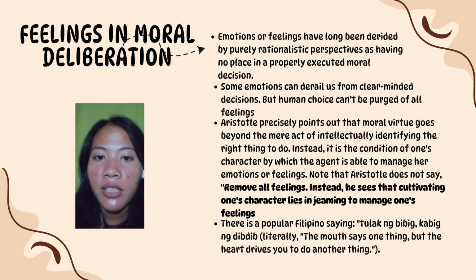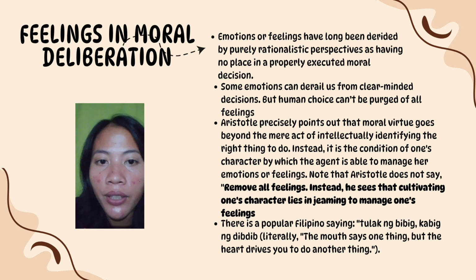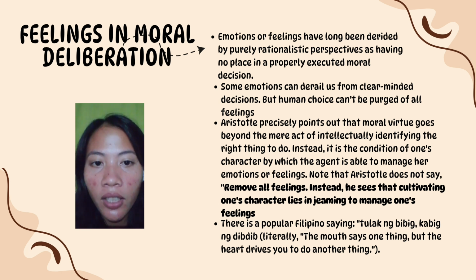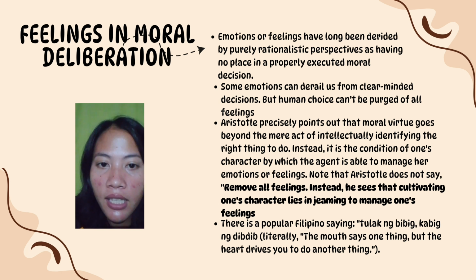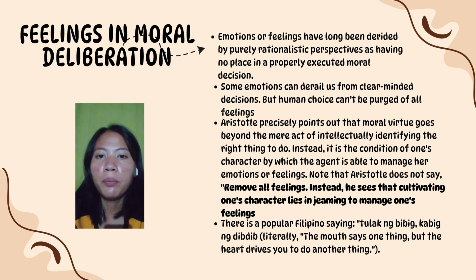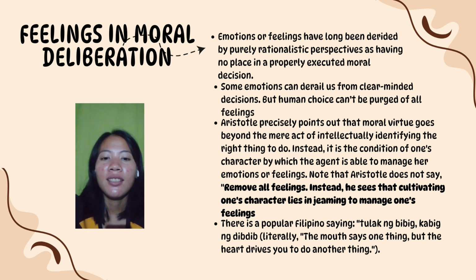Aristotle precisely points out that moral virtue goes beyond the mere act of intellectually identifying the right thing to do. Instead, it is the condition of one's character by which the agent is able to manage her emotions or feelings. Note that Aristotle doesn't say remove all feelings. Instead, he sees that we should cultivate our character and manage our feelings. So, Aristotle teaches that moral virtue is not just about thinking right, but also about feeling and acting right, by learning how to manage your emotions in a mature and balanced way.